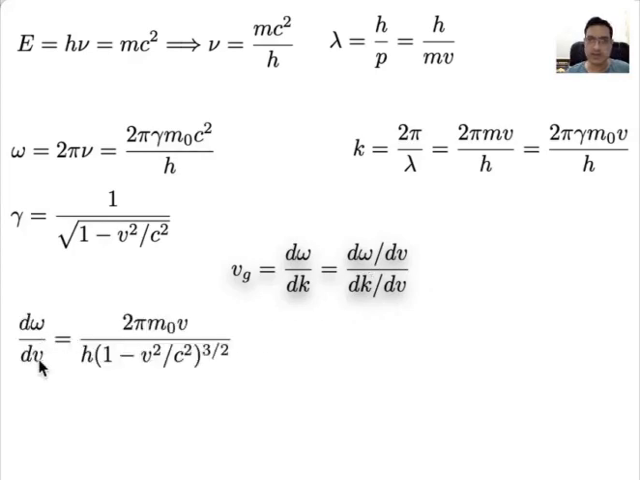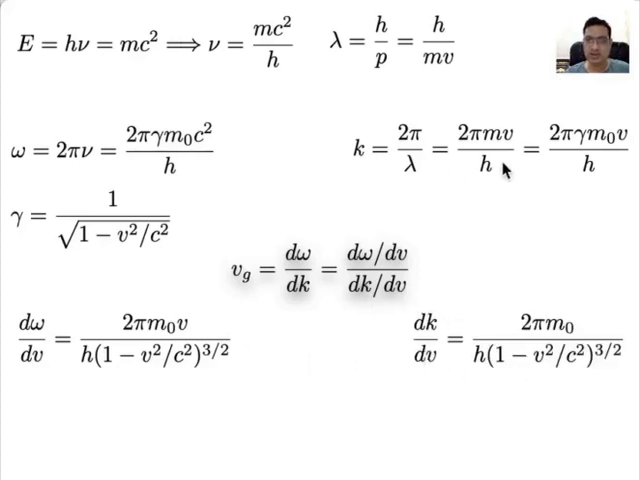So d omega by dv: this is your omega, and now you substitute the value of gamma here. So now this omega will depend on v. Then d omega by dv can be written like this, you can verify, it's just a simple differentiation. Your dk over dv is also written similarly, because k also depends on v through gamma. Now this factor and this factor are common, so when you take the ratio, this gets cancelled out, and 2 pi is also common, and m naught is also common. So what you have got at the end of the day is that vg is equal to v.